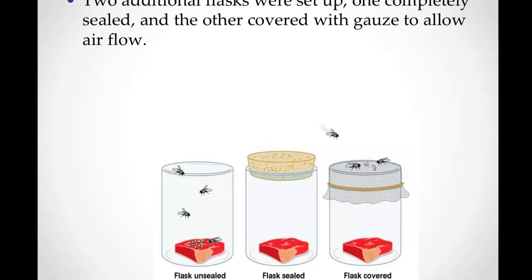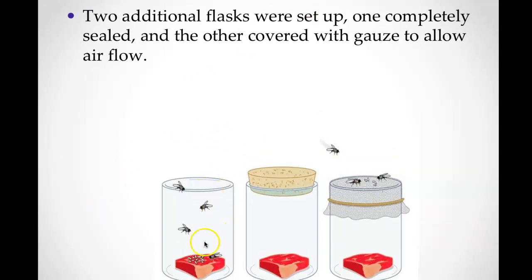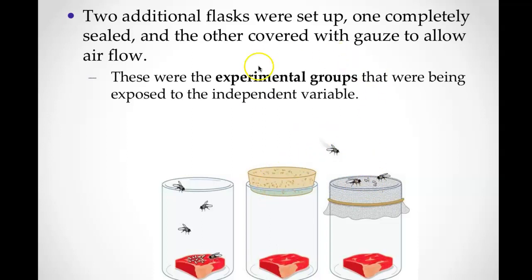All right, and so this just kind of goes through. So you have a control. Your control serves as a basis of comparison. And then the two additional flasks that were set up, one completely sealed and one covered with gauze to allow airflow. So if this is called your control, then these two flasks right here are called your experimental groups. So it's important to note that those are called experimental groups.